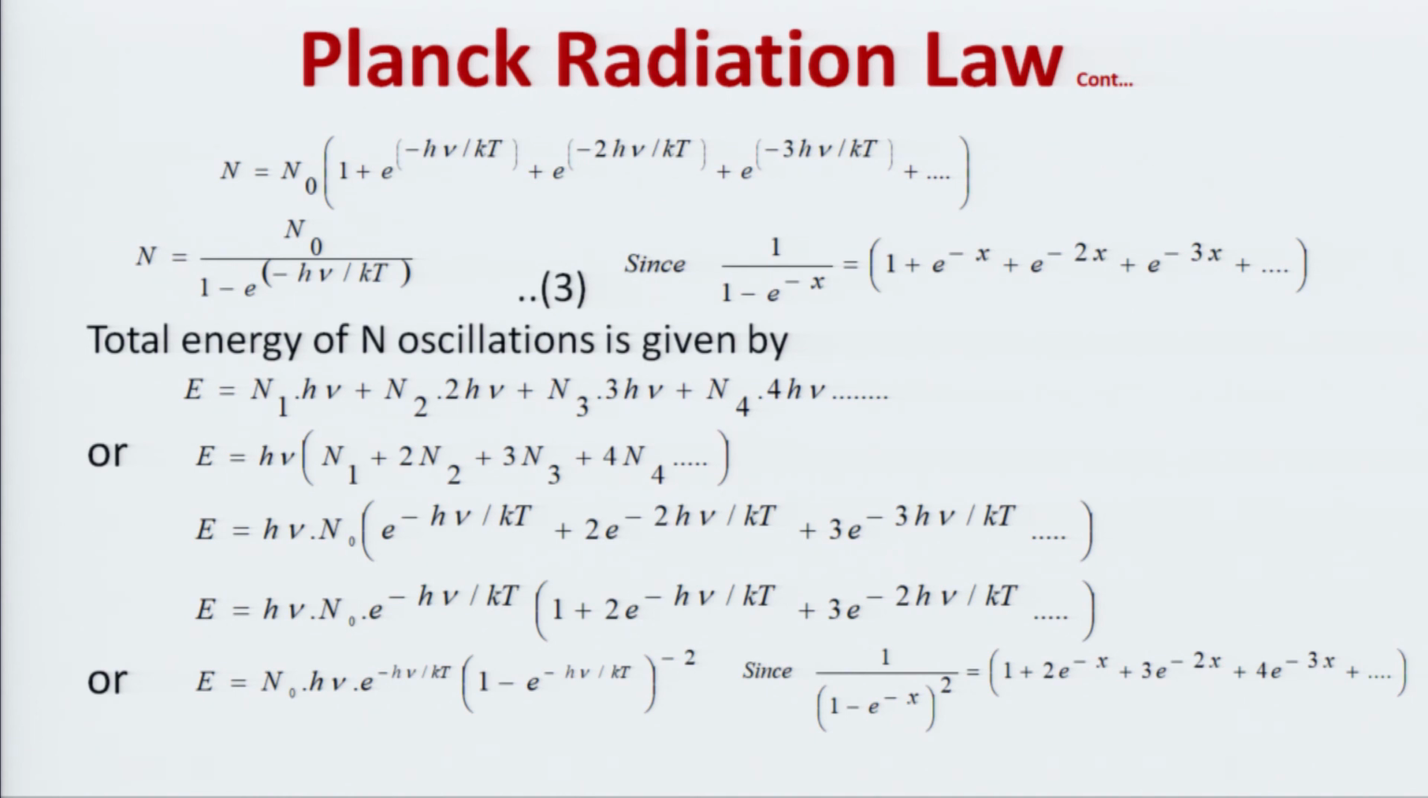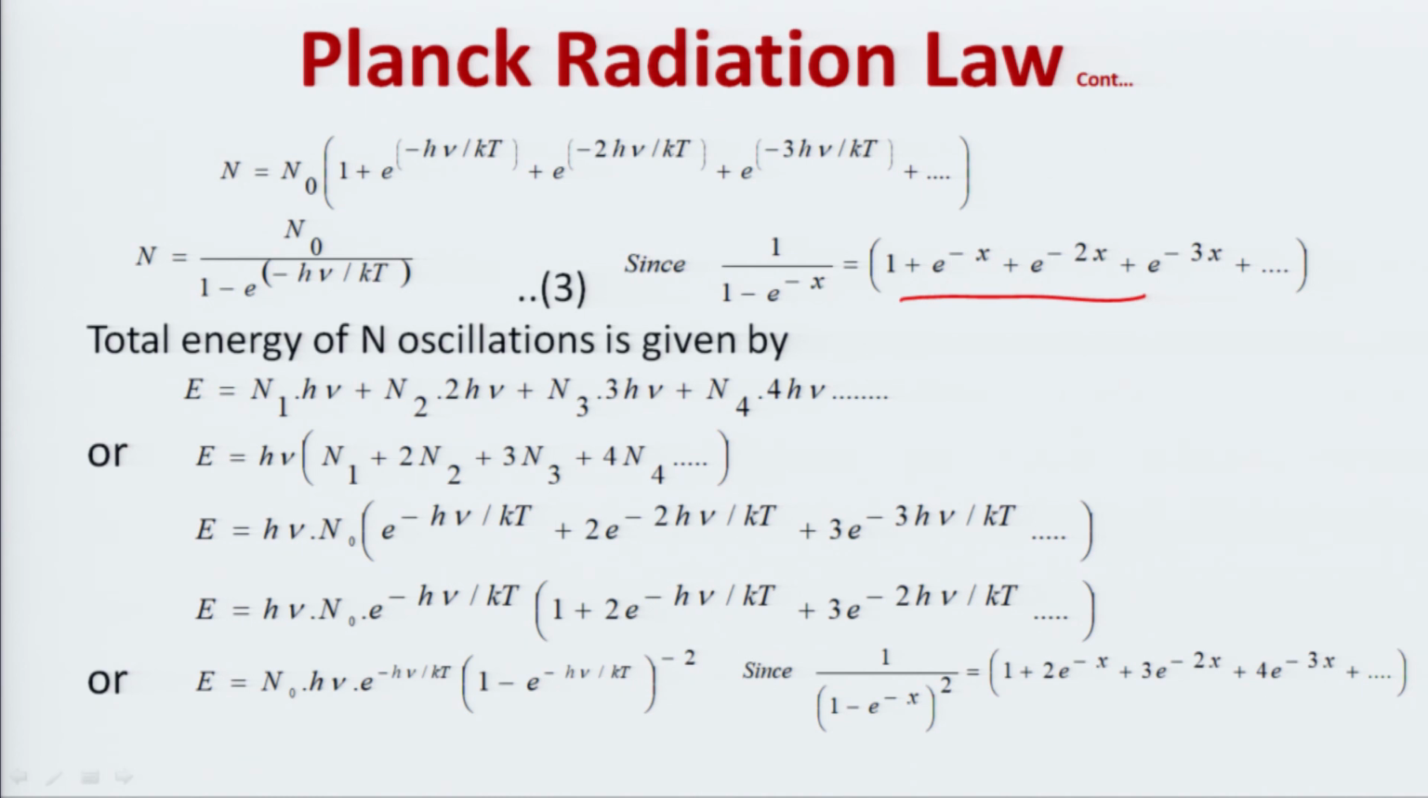Again, now if we put hν/kT equal to x, then we have 1 plus e to the power minus x, plus e to the power minus 2x, plus e to the power minus 3x and so on. This is the series of the function 1 upon 1 minus e to the power minus x. Putting the value of x here, we have N equal to N0 upon 1 minus e to the power minus hν/kT. Now, this is the total number of oscillators.